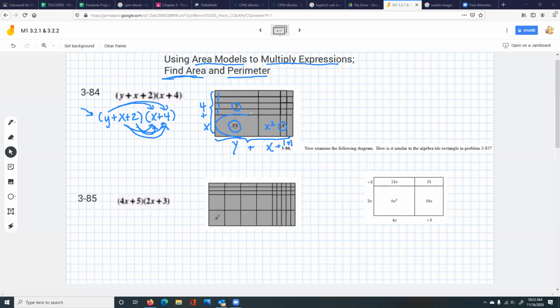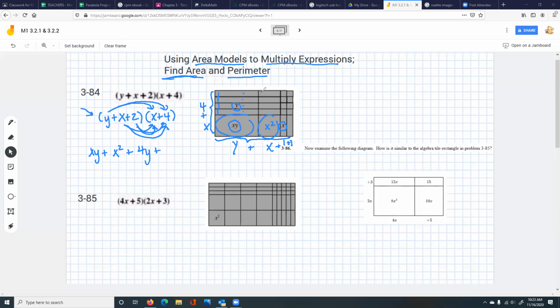How many XY tiles do we have? We have 1 XY tile, okay? How many X squared tiles do we have? We have 1 X squared tile. Then we have a bunch of these little skinny tiles, which are all Y tiles, right? How many Y tiles do we have here? 1, 2, 3, 4, right? So we have 4 Y tiles.